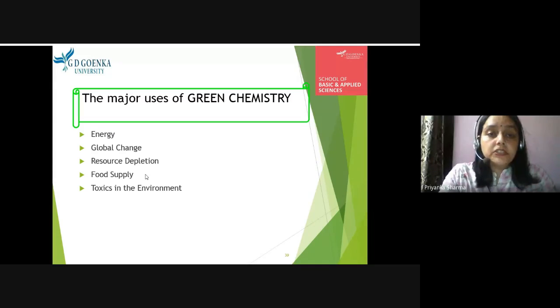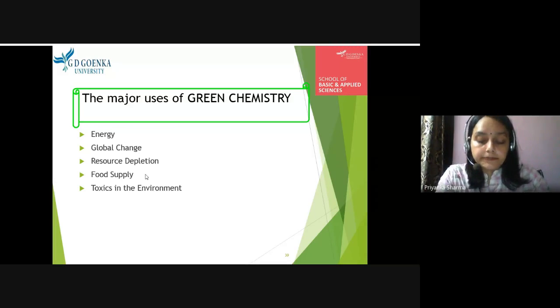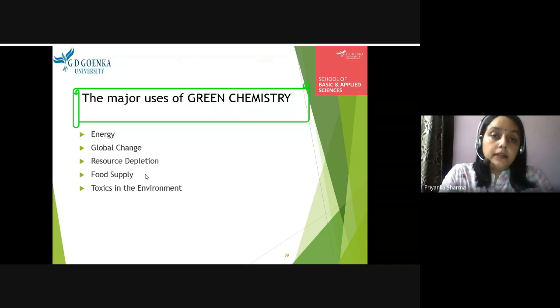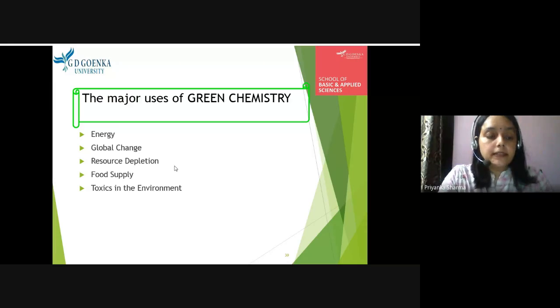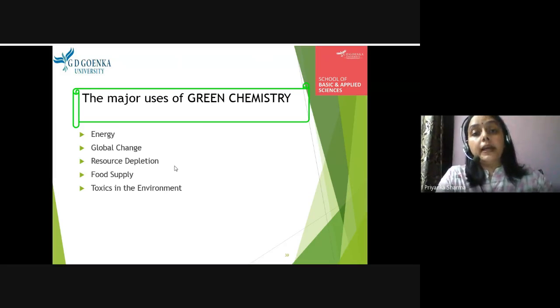Another use is in resource depletion. As I said, if we choose biodegradable material over non-biodegradable material, that means using resources which occur in nature, and that can also protect our environment. So renewable resources can be made available as much as possible. In resource depletion, you can say the use of biomass, the use of solar energy, waste minimization, recycling. From that, you can also protect the environment.